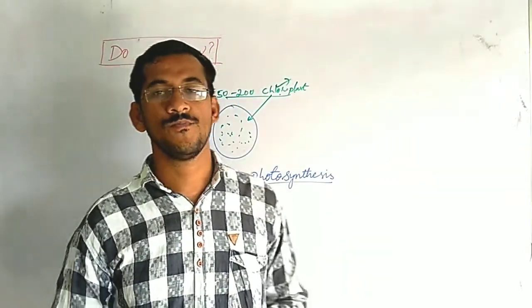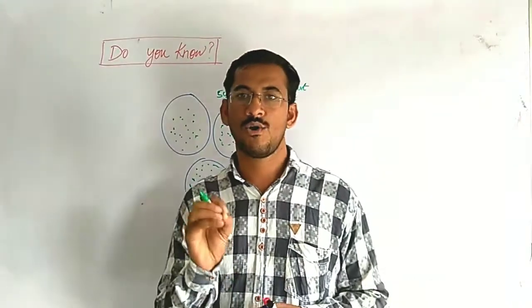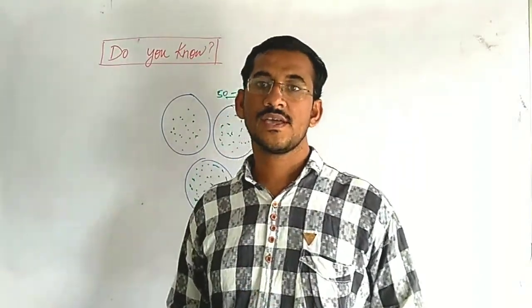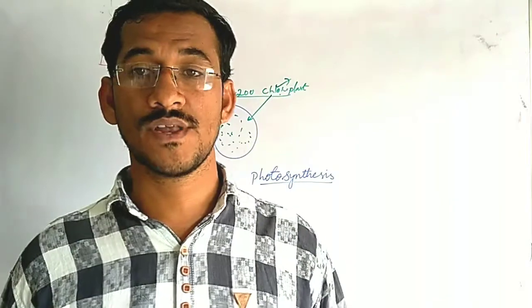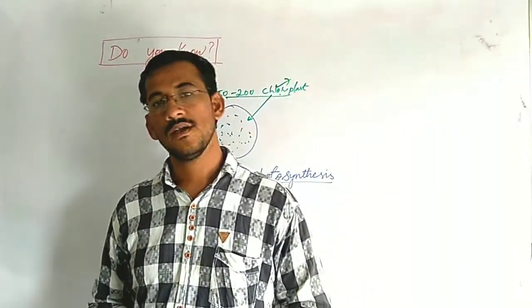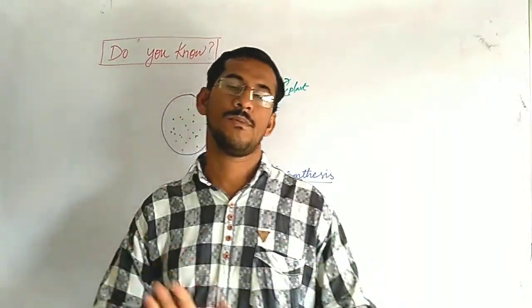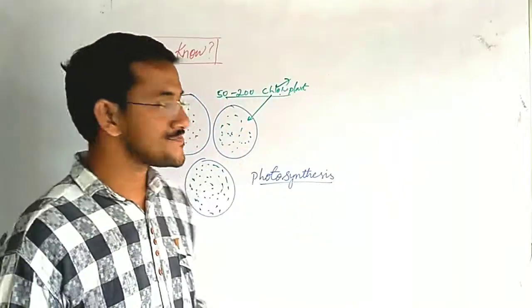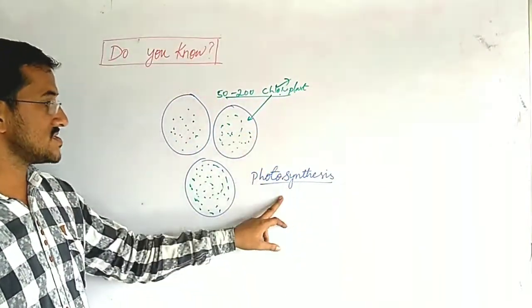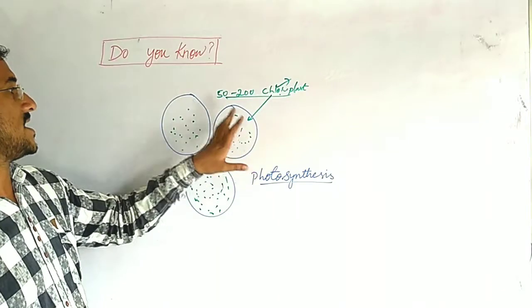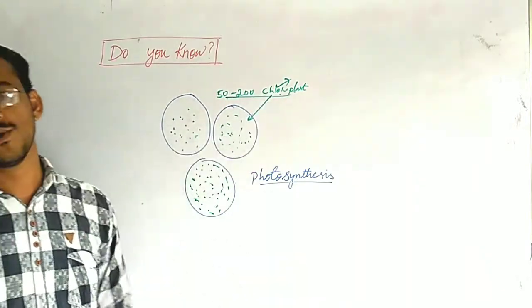So in 'Do you know?', we came to know that certain organelles are present in large numbers in the cells based on the function performed by the cell. For example, the cells which help in photosynthesis contain more chloroplasts.